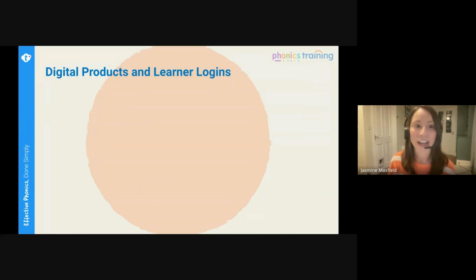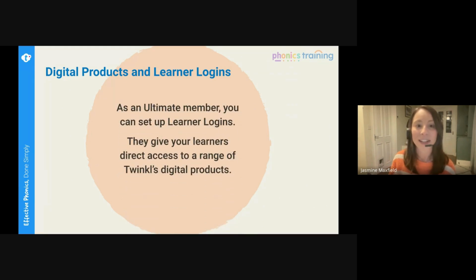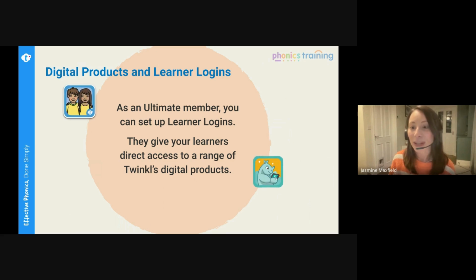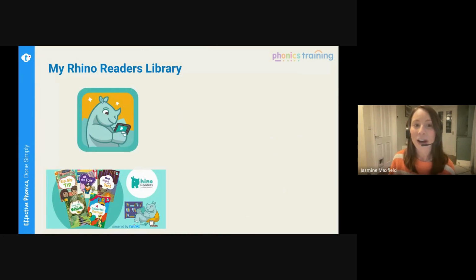So just to begin with, an overview of the digital products and learner logins. So within Twinkl Phonics, as an Ultimate member, you can set up learner logins. They give your learners direct access to a range of Twinkl's digital products. Now within Twinkl, there are a number of digital products that you can allocate to your learners. The main ones focused for Twinkl Phonics is Twinkl Phonics for Web and my Rhino Readers library. And today we're going to be focusing on my Rhino Readers library and how to set this up using your learner logins. So what is my Rhino Readers library?